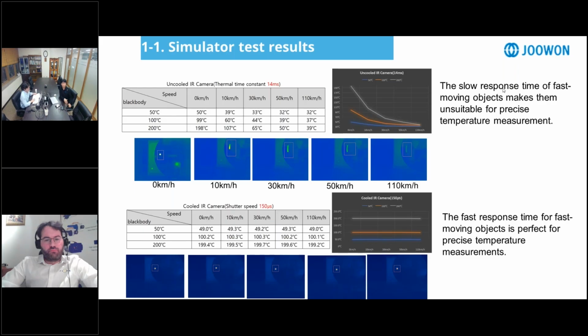So the slow response time with a fast moving object makes it unsuitable for precise temperature measurement. But when we are using the cooled IR camera provided by Telops, we can see that at 200 degrees Celsius and 110 kilometers per hour, it's almost the same. So the fast response time for fast moving objects is perfect for precise temperature measurement.